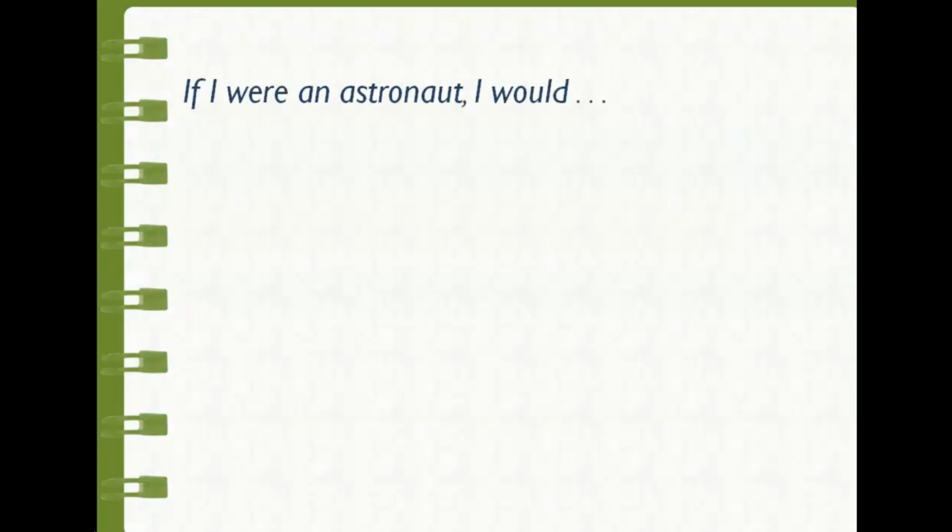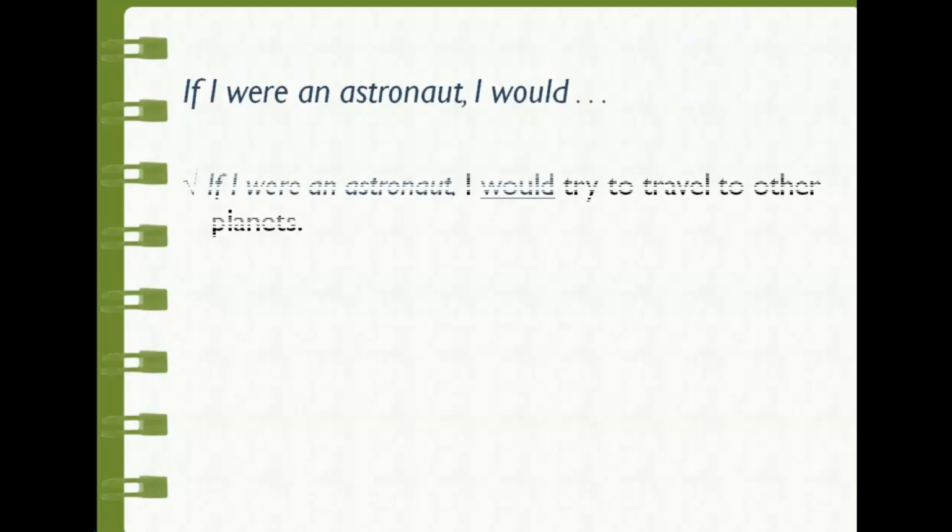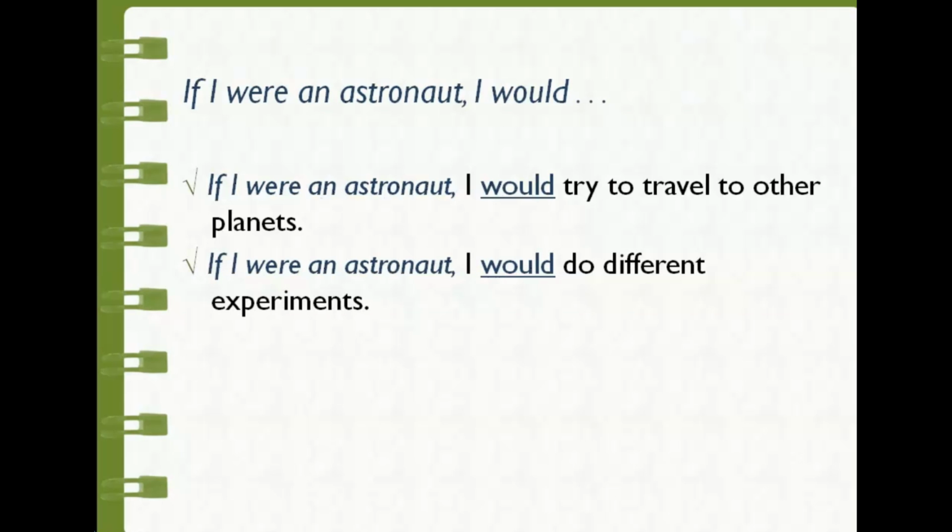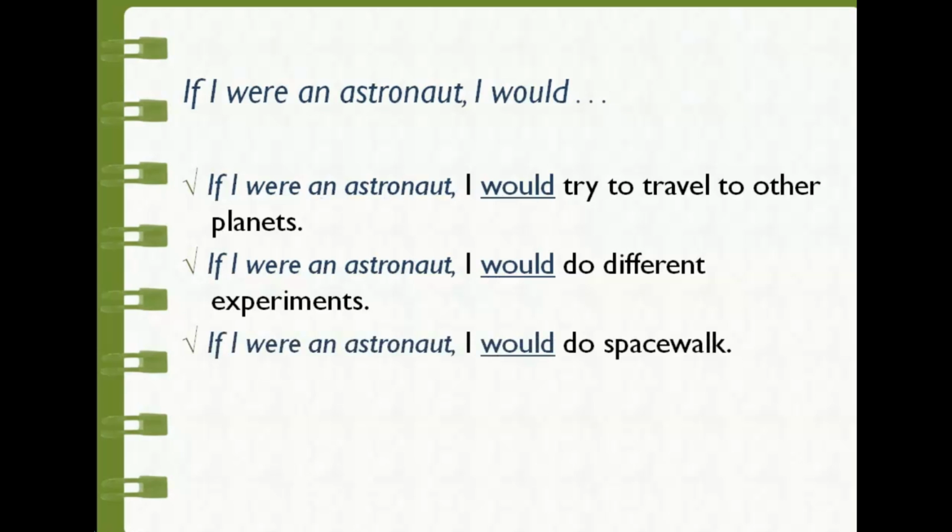Here I have some sentences for you, and I will always begin in the same way. If I were an astronaut. So if I were an astronaut, I would try to travel to other planets. If I were an astronaut, I would do different experiments. If I were an astronaut, I would do a spacewalk.